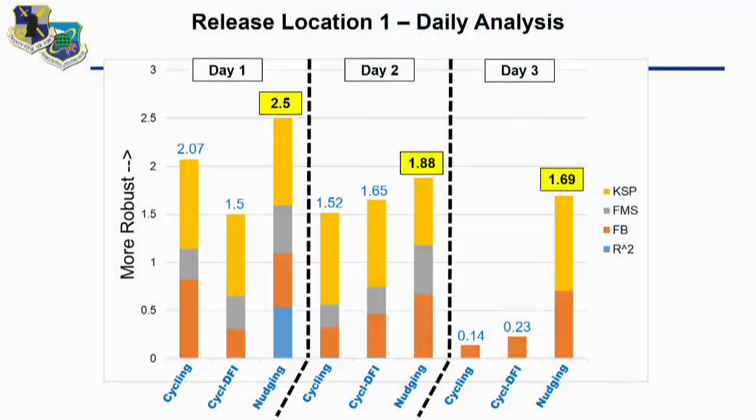So on these next few plots, what we're showing is stacked bar charts where each of those terms are adding up to the final rank on the top. For this case, we're looking at release location 1, and then we have the days separated by the vertical dash lines, and then each of the runs on the bottom. But the take-home message here is on day 1, the nudging run did the best. On day 2, the nudging run did better, and then on day 3, the nudging run did substantially better.